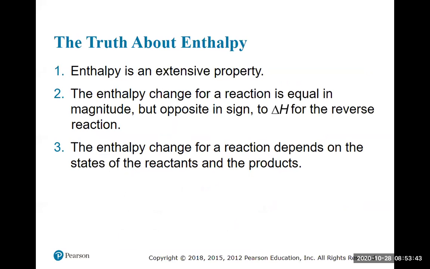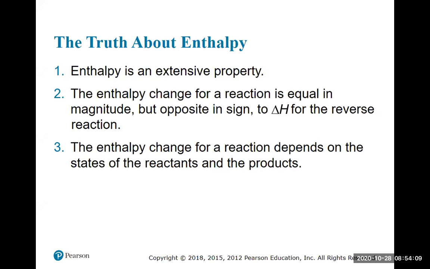Extensive means it's dependent upon how much stuff you have. So remember when we talked about intensive properties, those are independent of how much stuff you have. And this makes sense. You think about a reaction. Let's talk about an exothermic reaction. If you have a little bit of it and it's an exotherm, well, you're probably not too scared. Think of lighting a match. That'd be an exothermic reaction.